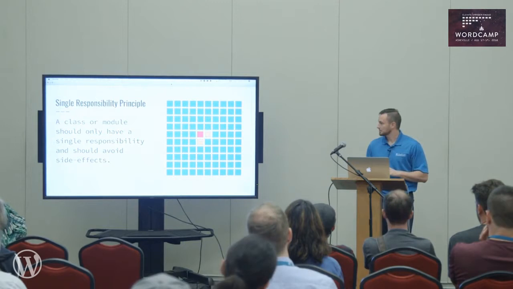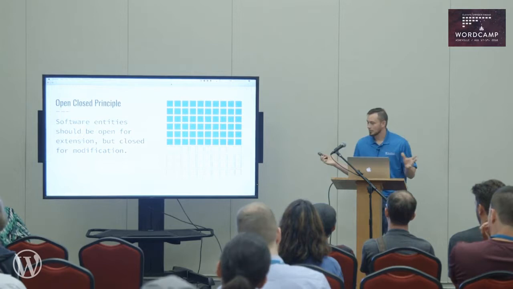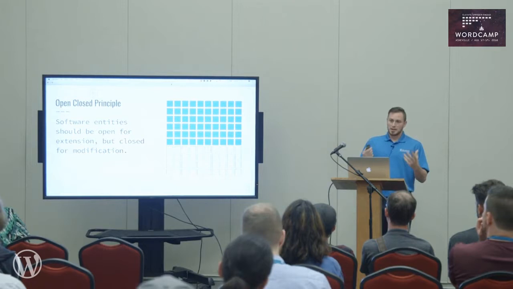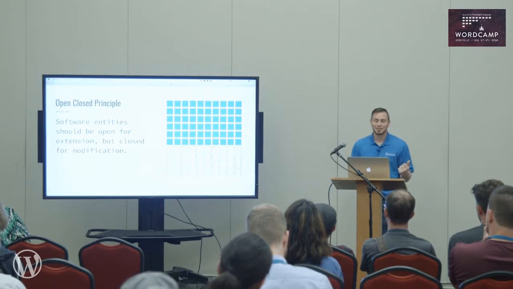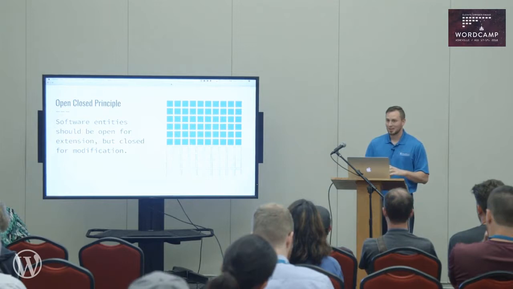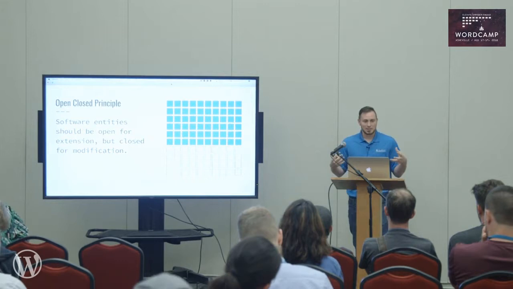So then we also have the open-closed principle, which basically says that software entities should be open for extension but closed for modification. Basically, WordPress does a really good job of this. WordPress core is closed for modification. I mean, some people obviously go in and hack WordPress, which is not a best practice at all, and they'll change files in WordPress core. But in a standard install, nobody can actually easily change WordPress core, right?